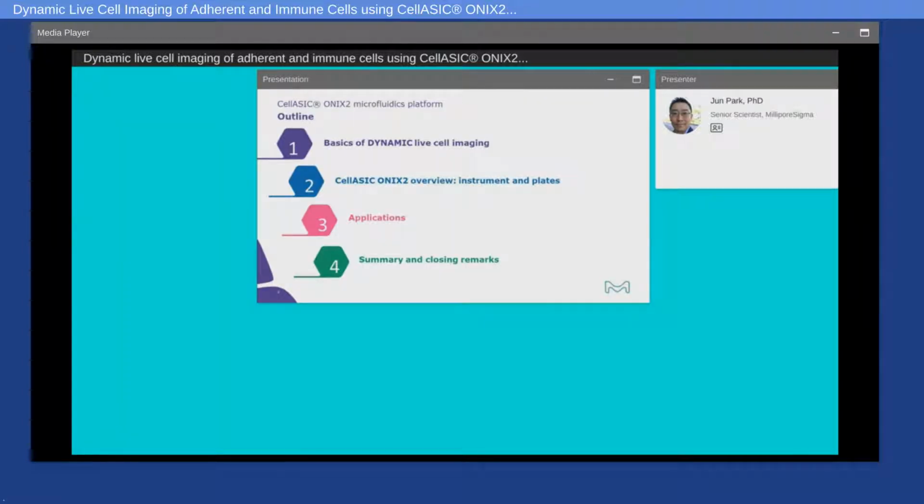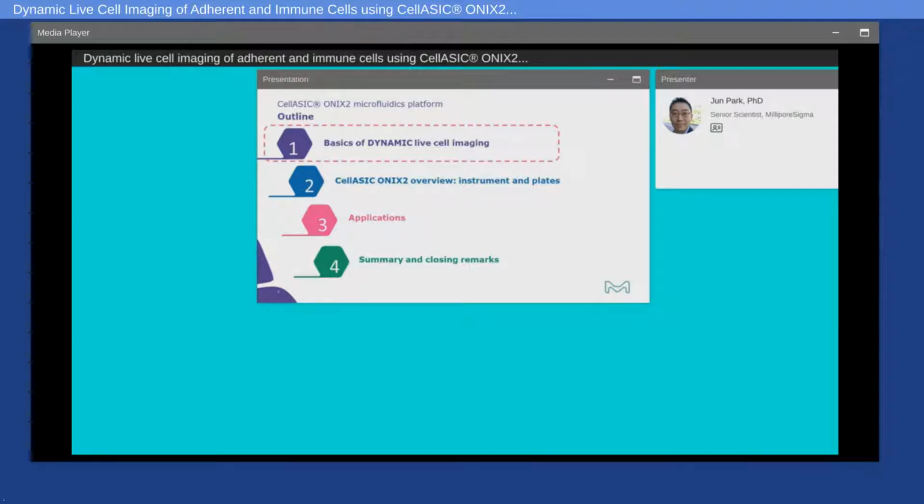Here's the outline of today's presentation. I'll start with the basics and challenges associated with setting up dynamic live cell imaging. I will then give a brief intro to our turnkey CellASIC platform, which enables dynamic live cell imaging with any existing inverted microscopes. The main part of the presentation today will be applications demonstrating the utility of the CellASIC system, with particular emphasis given to suspension cells such as T lymphocytes, which play a crucial role in immuno-oncology.